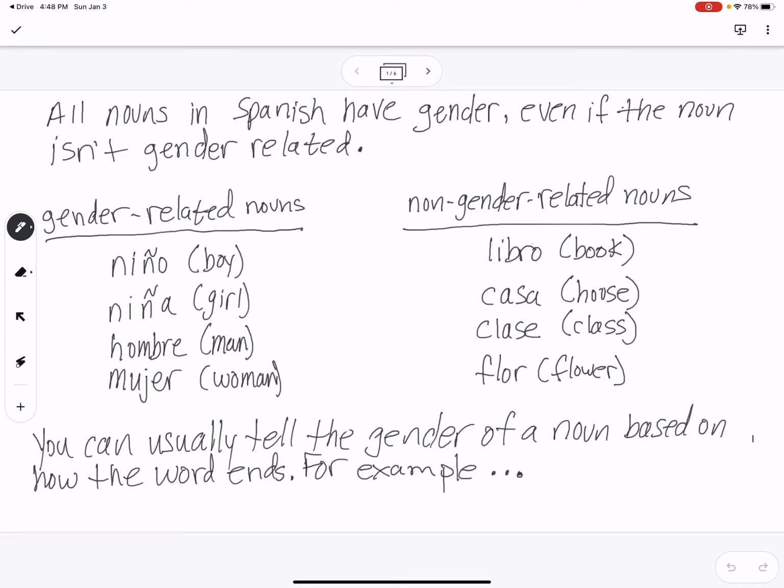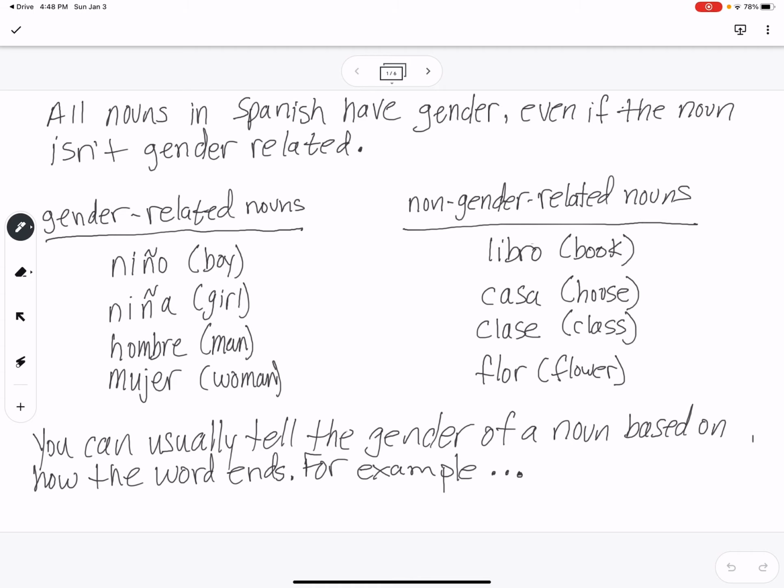Okay, today we're going to be talking about definite and indefinite articles in Spanish. And those are just fancy grammatical terms for the, a, and an. So the definite article is the, and the indefinite articles are a and an.